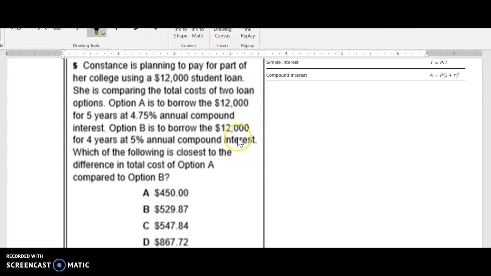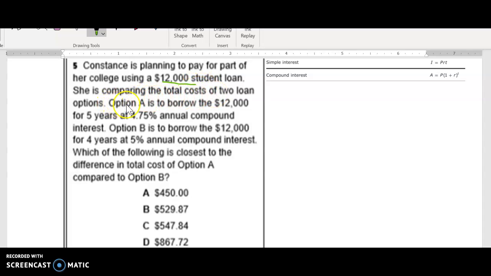This is the how-to for problem number 5. Okay, so I went and got the formulas for simple interest and compound interest for this problem. And I'm going to go through I and P and R and T and P and R and the A. All right, so she is planning to pay for part of her college using a $12,000 student loan.